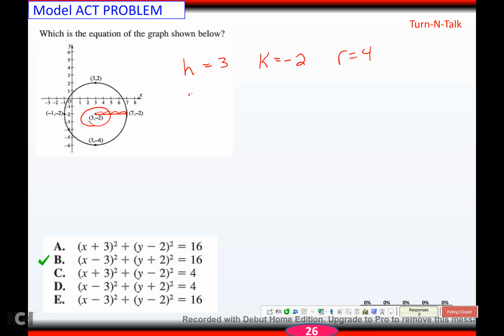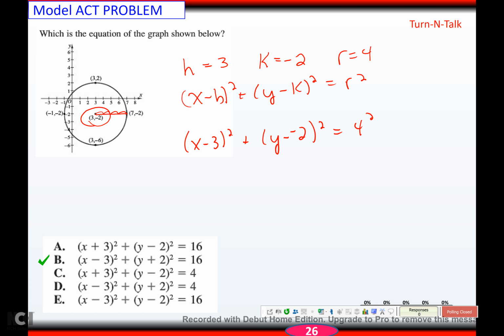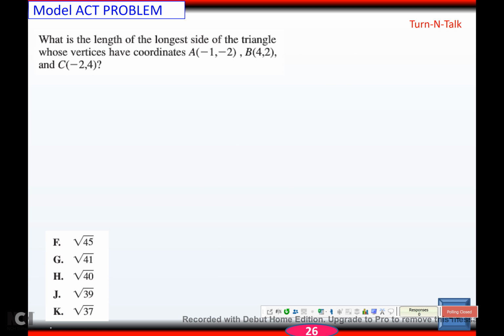My equation for a circle is (x minus h) squared plus (y minus k) squared equals r squared. So I'm going to have (x minus 3) squared plus (y minus a negative 2) squared equals 4 squared. Clean it up, and that gives me (x minus 3) squared plus (y plus 2) squared equals 16. Okay? Try this one. Hit pause, come back when you're ready.